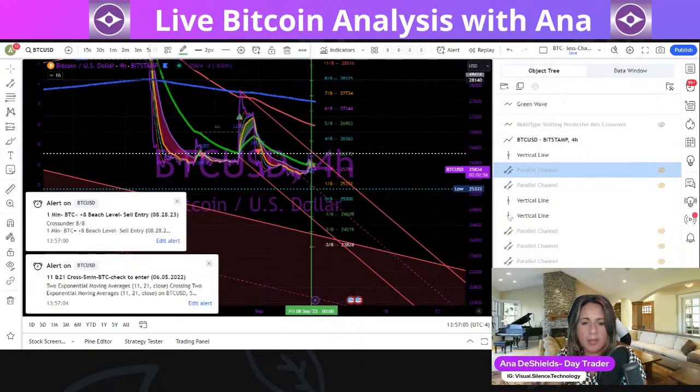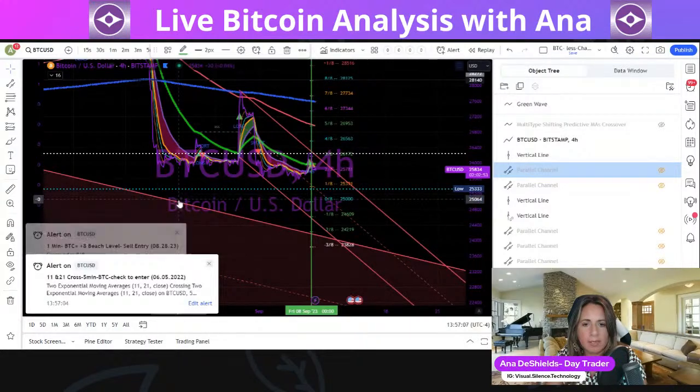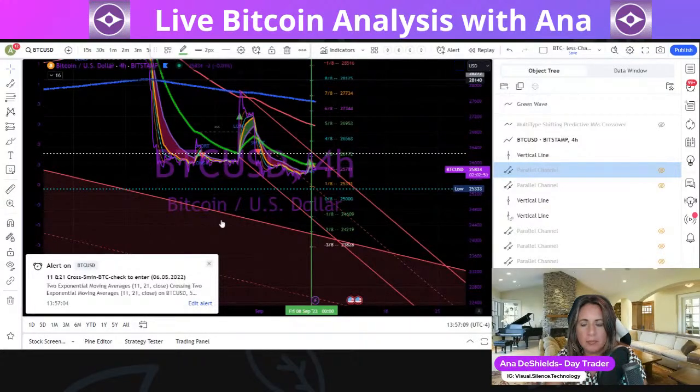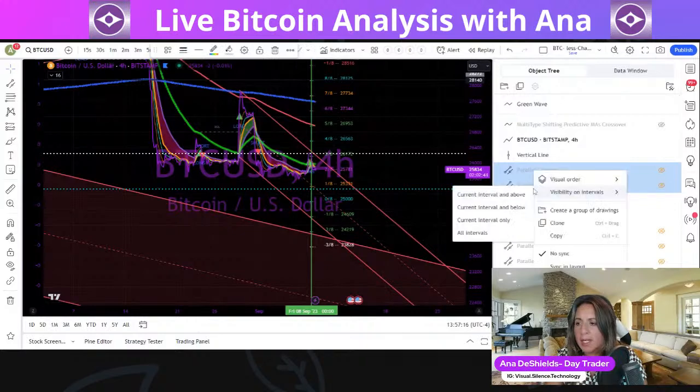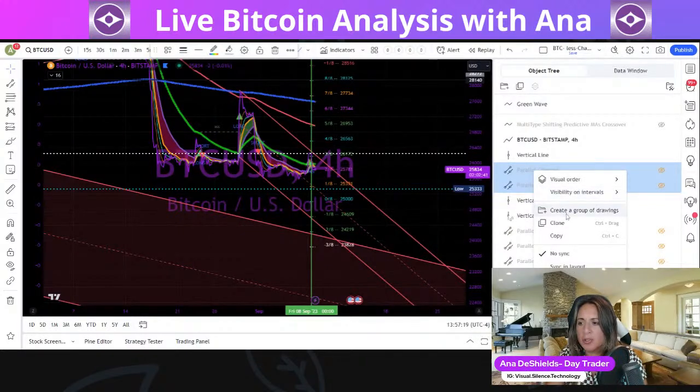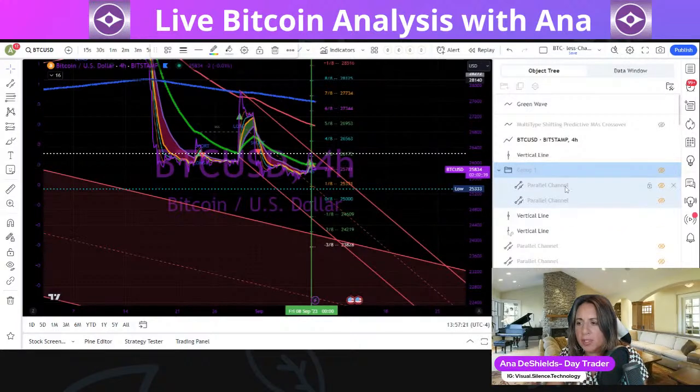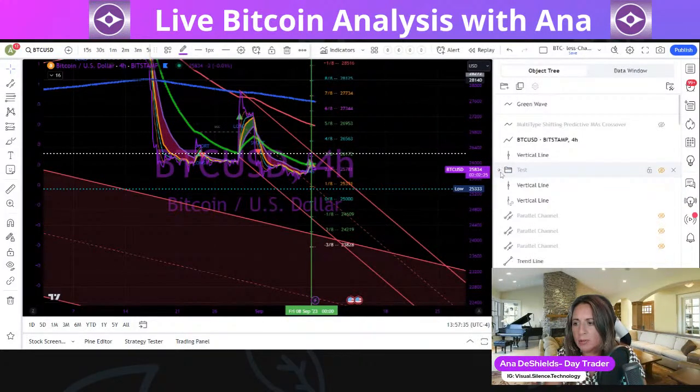Hold on, there's a move going on. That is happening. We're having a cross. Okay, so we'll click this real quick and then select create a group in drawings, and then it puts those 2 elements in a group into a folder, and then you just can rename it. I'm just going to write test, and now those 2 elements are in this folder. So that's pretty helpful.